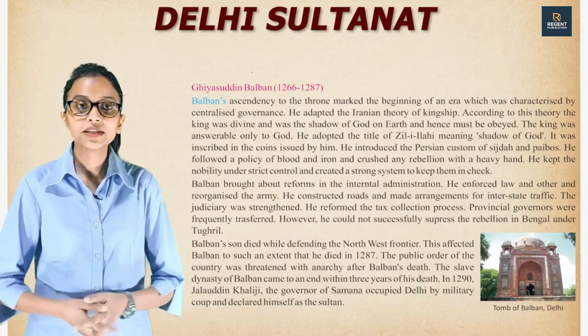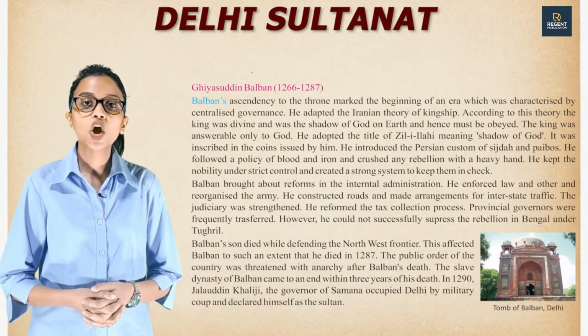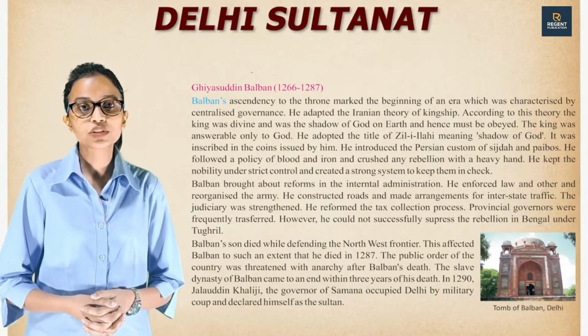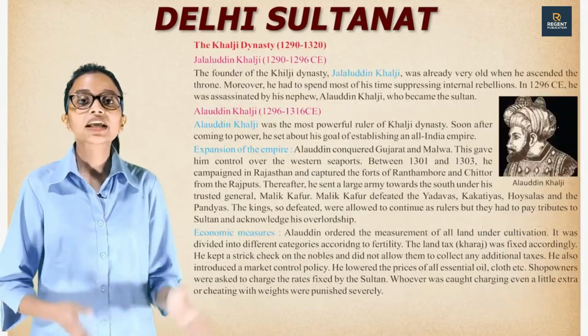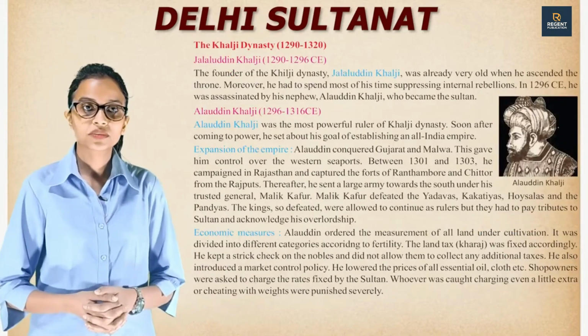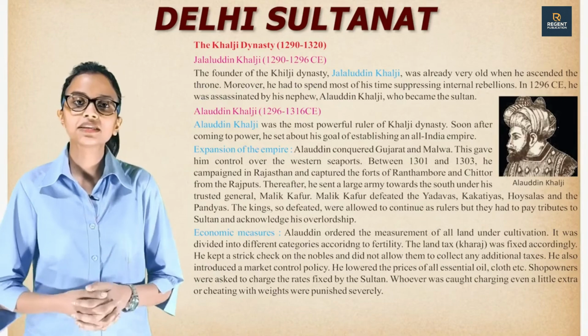In 1290, Jalauddin Khilji, the governor of Samana, occupied Delhi by military coup and declared himself a sultan. The Khilji dynasty, 1290 to 1320. Jalauddin Khilji, 1290 to 1296 CE.